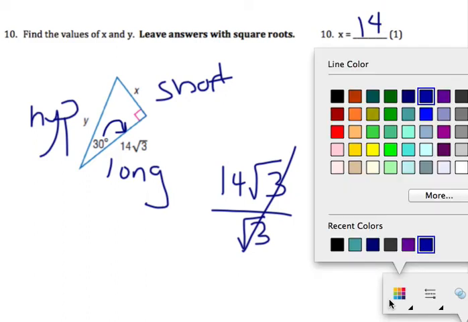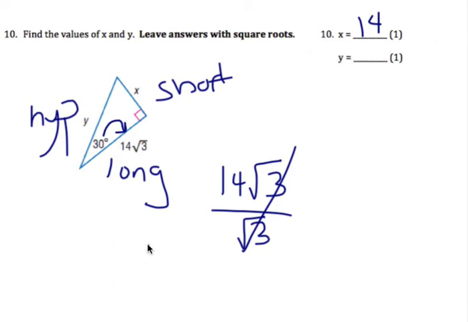So now I want to get the hypotenuse, and the hypotenuse has 2 steps. The first step is to divide by the square root of 3. Well, I did that here. So I have that. Now that I've divided by the square root of 3, I need to multiply by 2. So 14 times 2 is going to give me 28.